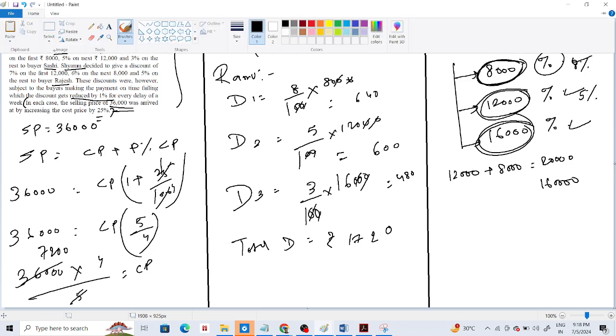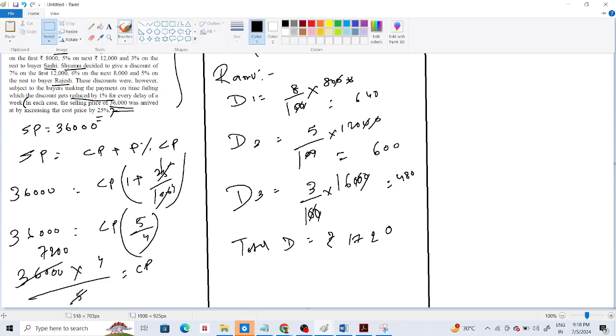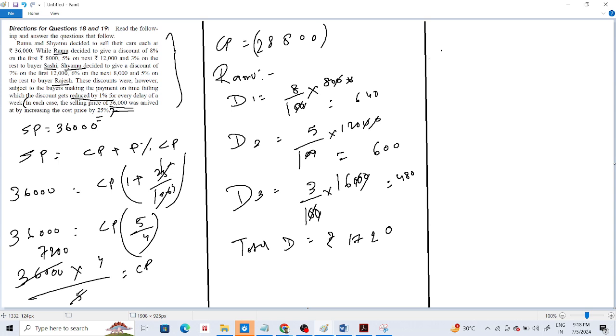Do you understand this, Shritama? Yes, sir. Now, how much does Shamu give? So D1 is 7% on 12,000, which is 840.